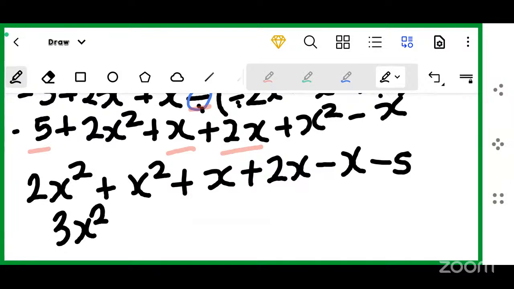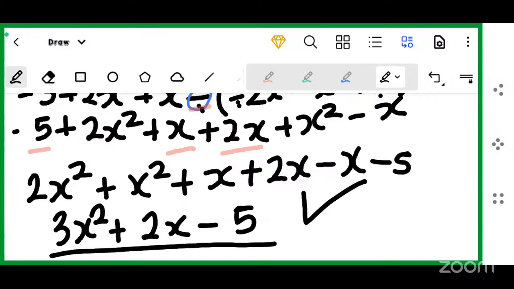Then plus x plus 2x equals 3x, and then 3x minus x equals 2x. So it's going to be plus 2x, and then minus 5. So this is your final answer and it's correct.